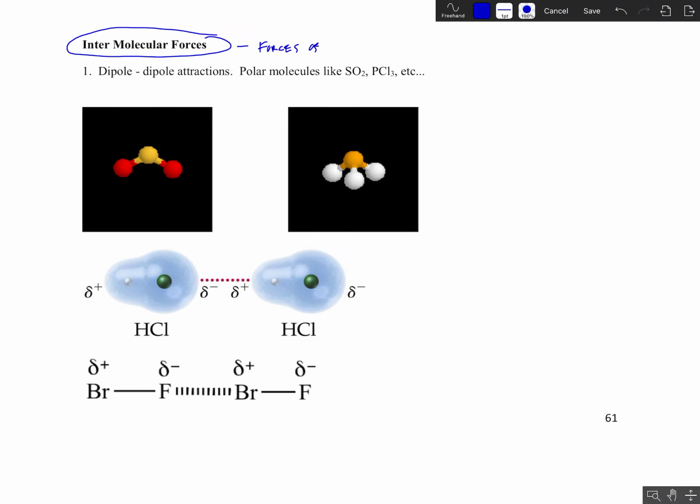These are forces of attraction between molecules, not within the molecules. So we're not talking about covalent or ionic bonds now. We're talking about forces of attraction between molecules. It's how well those molecules can stick to each other, not how well the atoms within a molecule stick to each other.